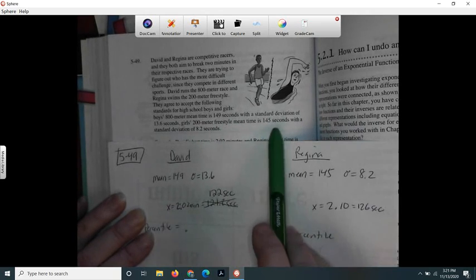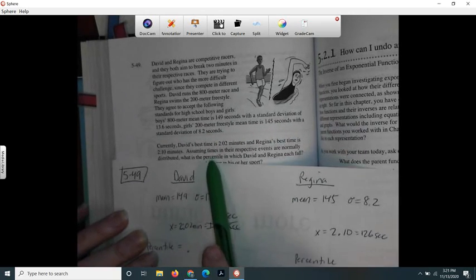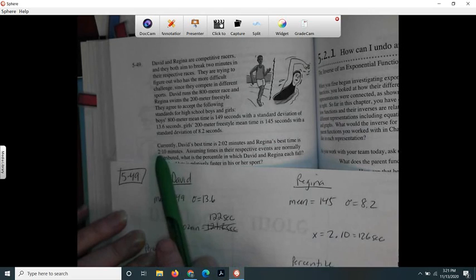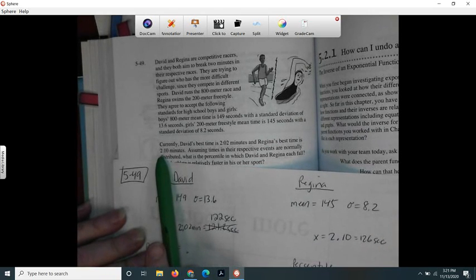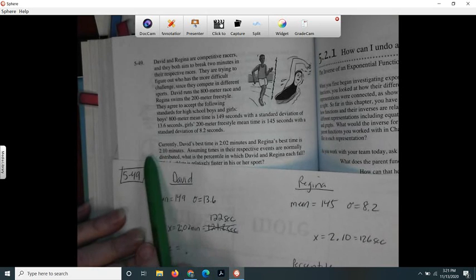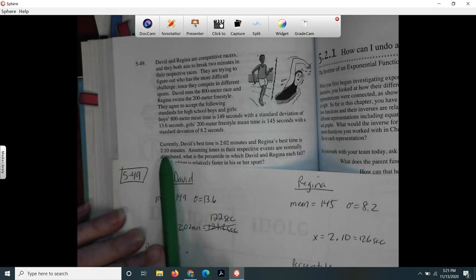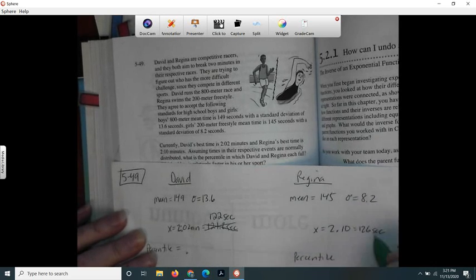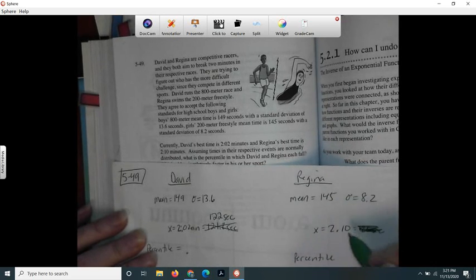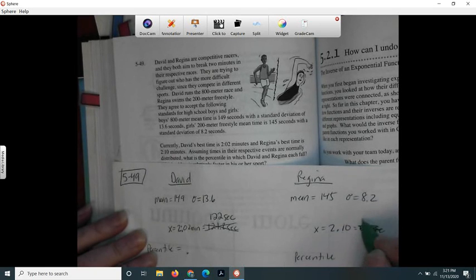And then Regina's time is 2 minutes 10 seconds. So 2 minutes is 120 seconds plus 10 seconds. I think I messed this one up. Okay, 2 minutes is 120 seconds plus 10 more, that's 130 seconds.